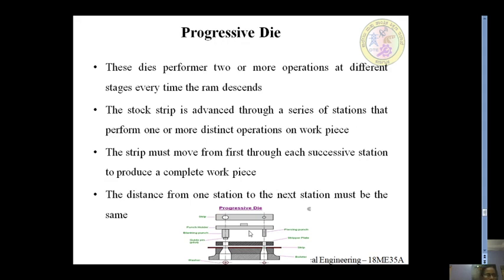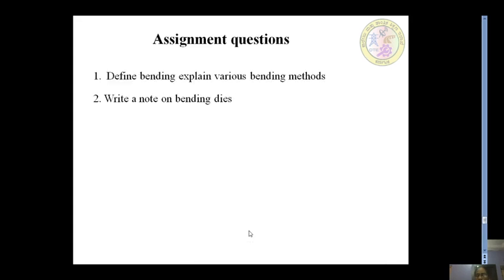So in progressive die, at each station an operation is performed on a workpiece during a press work. These dies perform two or more operations at different stages every time the ram descends. The strip is advanced through a series of stations that perform one or more distinct operations on the workpiece. The strip must move from the first through each successive station to produce a complete workpiece. The distance from one station to the next station must be the same. Okay, so these are the simple types of dies we have seen, compound die and progressive.